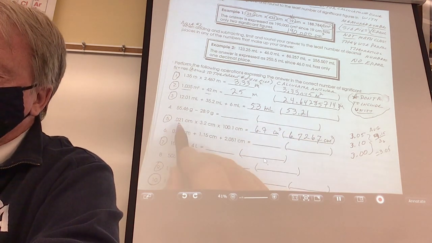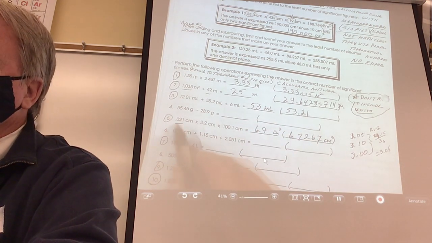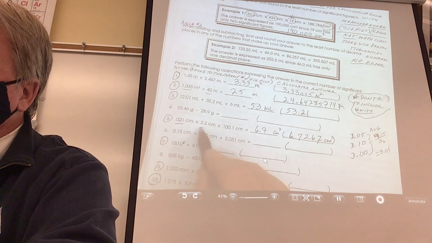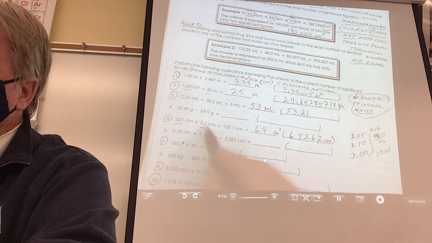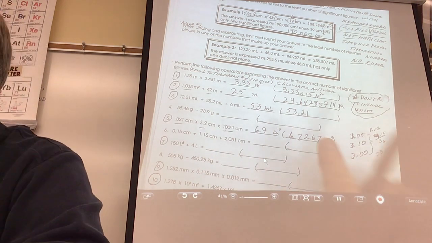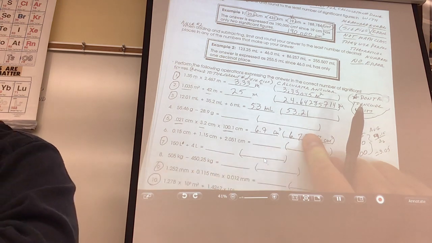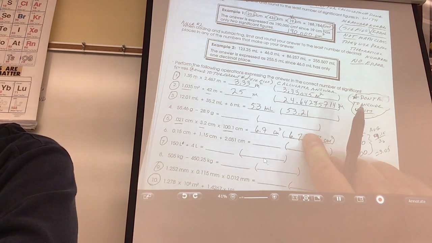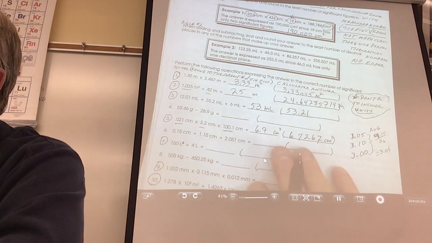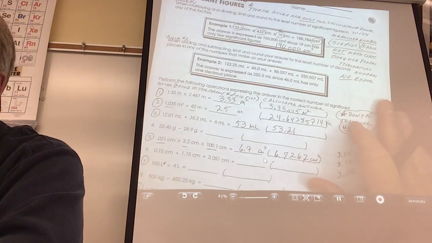Ty, how many sig figs in this guy here? 2. Yes. All right, how about here? 2. And here? 4. What's the least number? 2. Okay, 2. So here's the second sig fig. I take a peek at the third one. Not big enough. 6.7. You got it. You got this. Now, by the way, I want to tell you that I don't know who does this.